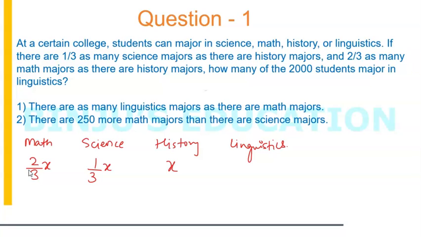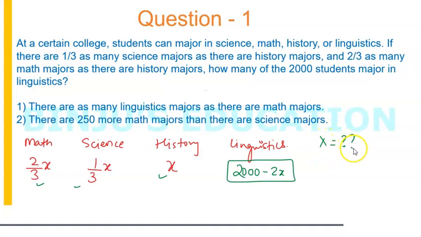How many of the 2000 students major in linguistics? We have a total of 2000. If I add the maths, science and history values, 2x by 3 plus x by 3 is x, and x plus x is 2x. So linguistics will automatically become 2000 minus 2x. So we need to calculate 2000 minus 2x. Basically, the question is all about calculating the value of x.